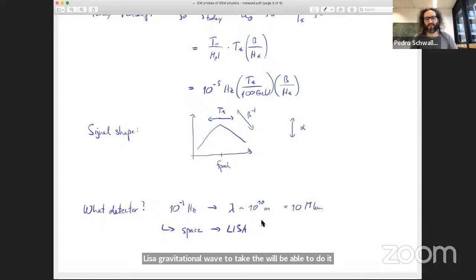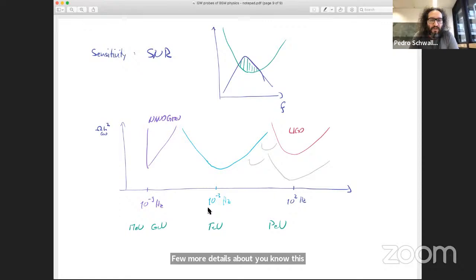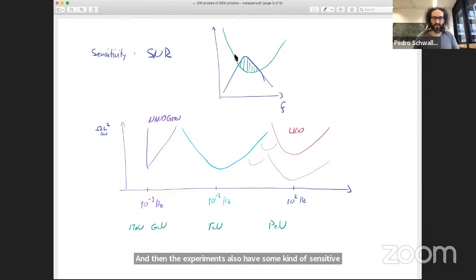A few more details about the overall prospects of testing gravitational waves. Typically we have this kind of signal, the blue line, a peaked signal with a characteristic frequency. And then the experiments also have some kind of sensitivity range. There's a frequency where the experiment is most sensitive, corresponding to the arm length, and then it weakens to both sides.